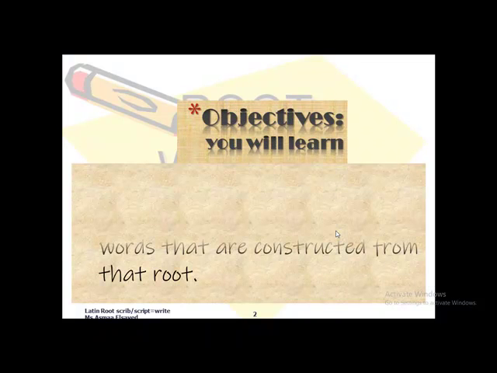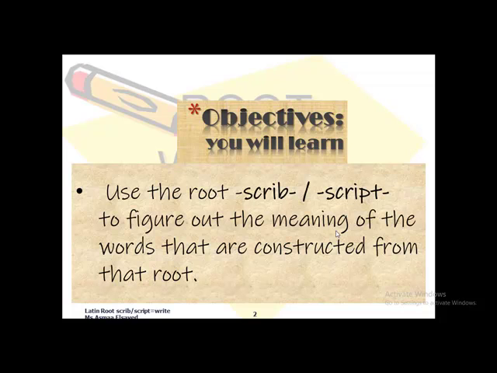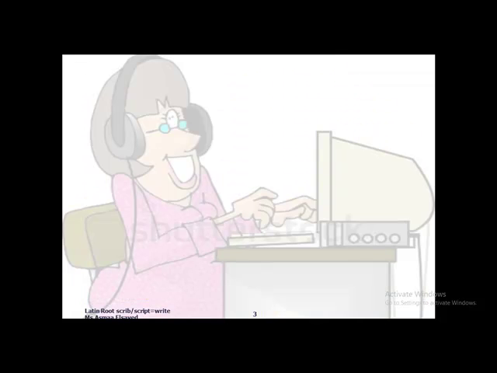Your objectives: you need to learn to use the roots scrib and script to figure out the meaning of the words that are constructed from that root. Alright, this root is Latin, okay? It's one of the very famous Latin roots that we use all the time. We have 10 words for today. I need you to study them carefully. Let's move to the first word.